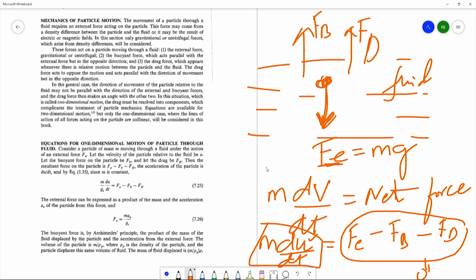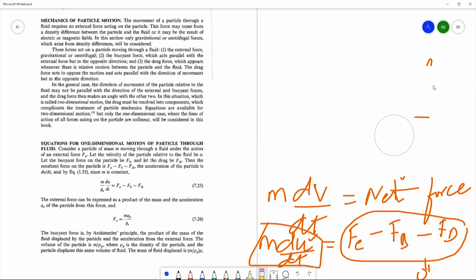Okay, that's what is called terminal velocity. If the acceleration is 0, then the particle is moving with constant velocity. That is called terminal velocity. Okay, we'll discuss that. Now, we have done the balance, right?